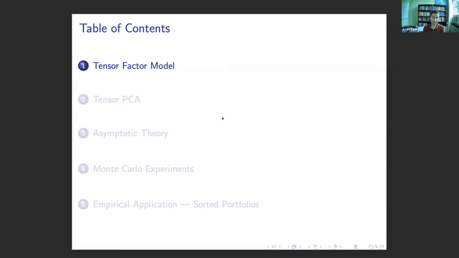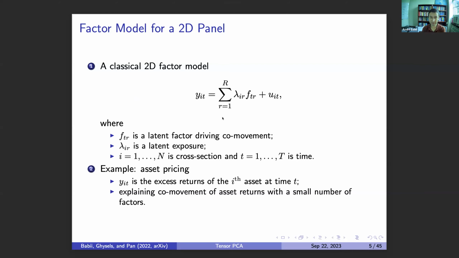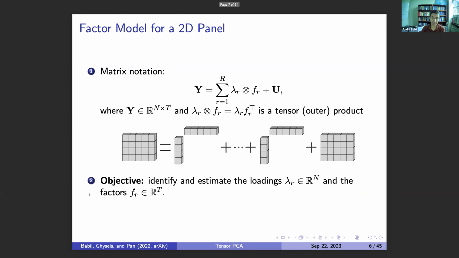So I'll introduce the tensor factor model. Before doing that, we will look at a simple two-dimensional factor model. So in a classical two-dimensional factor model, we are trying to explain some panel, Y_IT, I is the cross-section, T is time. And we want to explain the dependencies that we have in this panel, the cross-sectional dependence and time series dependence, using some small number of latent factors denoted by F. And each factor has a corresponding latent coefficient, which we denote by lambda. So in the asset pricing application, we could have Y_IT, which is the excess return on the asset I at time t, and we try to capture the co-movement of asset returns using a small number of latent factors.